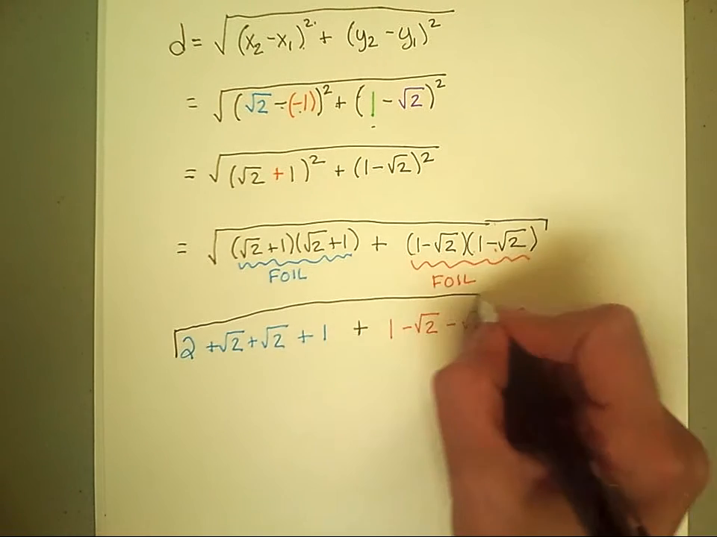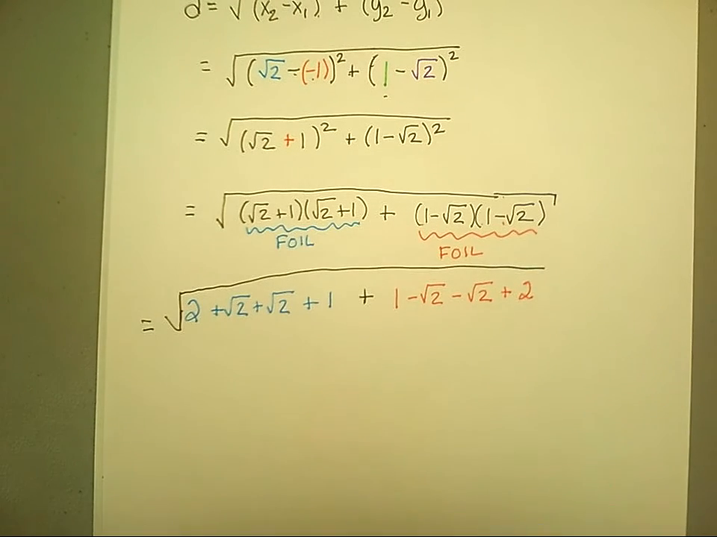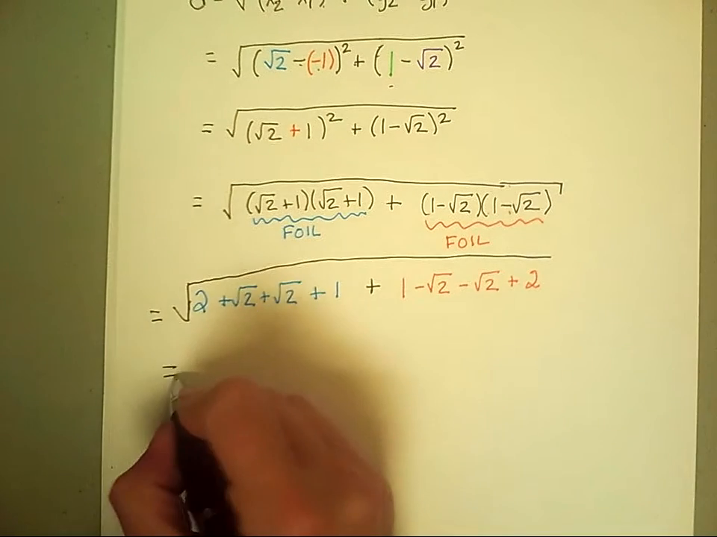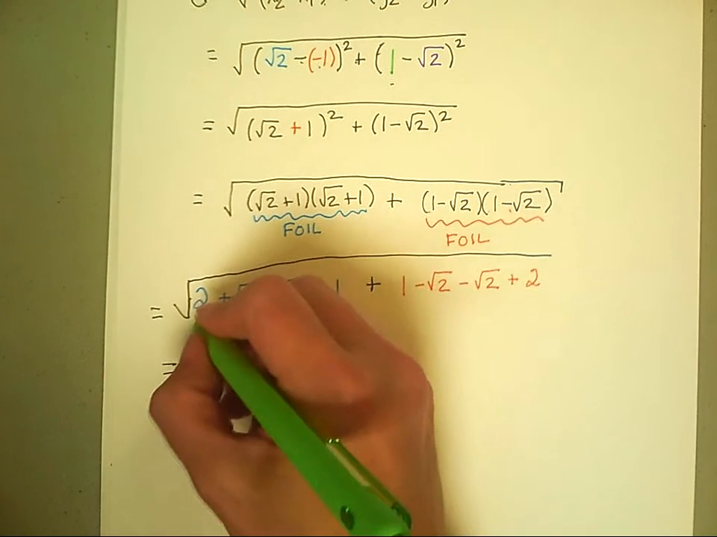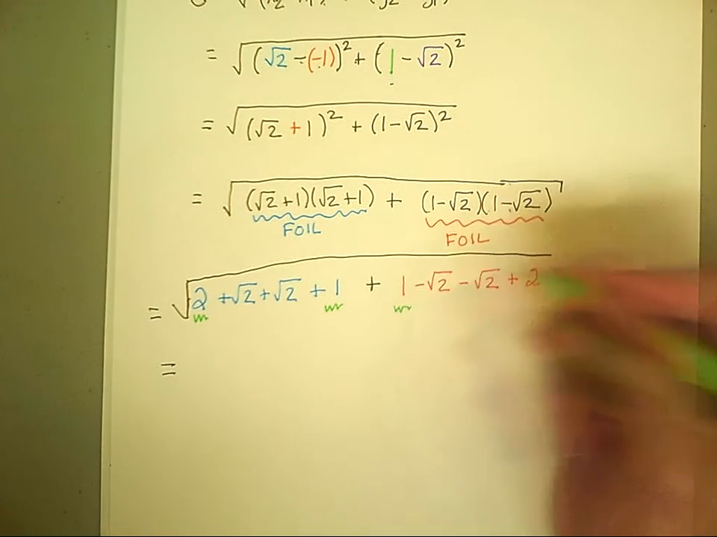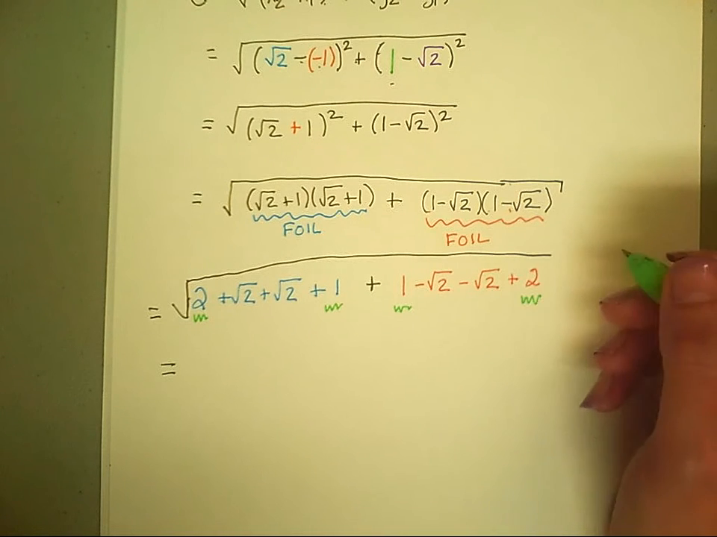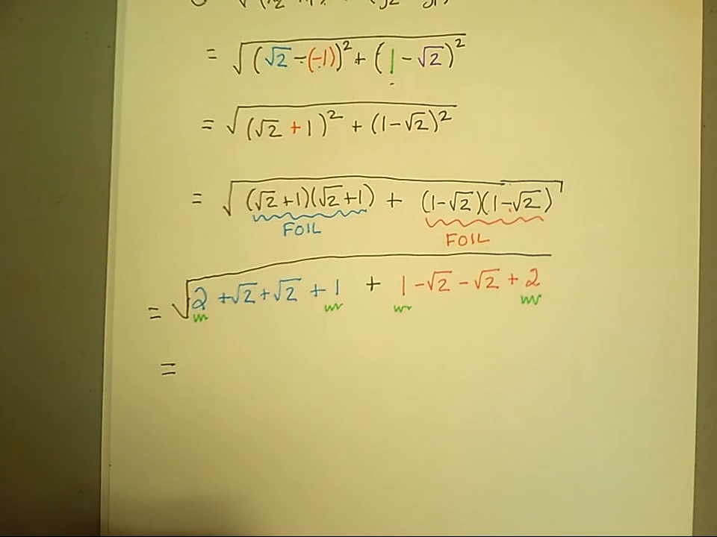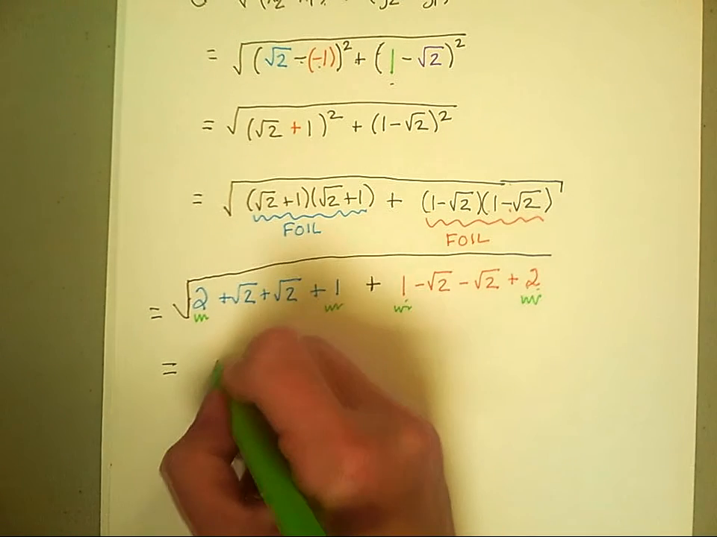Now, all of this is under the square root. Now, let's see if we can combine some like terms here. So, here we have 2 plus 1, which is 3, plus another 1 is 4, plus 2 is 6. Yep, 2, 3, 4, 5, 6. Okay, so 6.